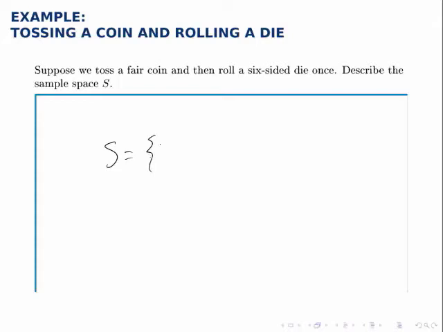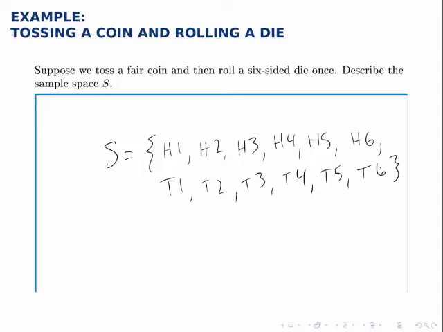Either the coin is going to be heads or tails, and then the die is going to be a number from 1 through 6. So let's suppose the coin comes up heads. Well, then the number could be 1, or it could be 2, or 3, or 4, or 5, or 6. And then the coin could come up tails, and the die could be either 1, 2, 3, 4, 5, or 6. So we have 6 more possibilities with the coin coming up tails. And that is the full list of all the possibilities that could occur with this experiment.